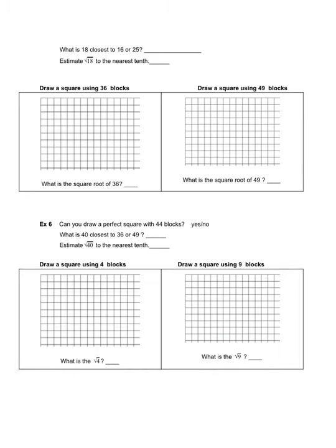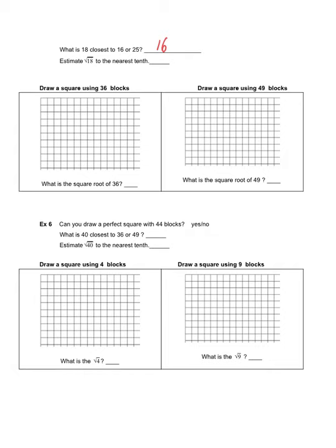Now, can we draw a perfect square that is 18 blocks? And remember, a square, by definition, has the same measure on all sides. We cannot draw a perfect square with 18 blocks. So the answer is no. What is 18 closest to, 16 or 25? Well, it's closest to 16.